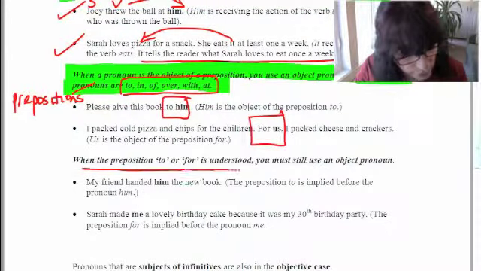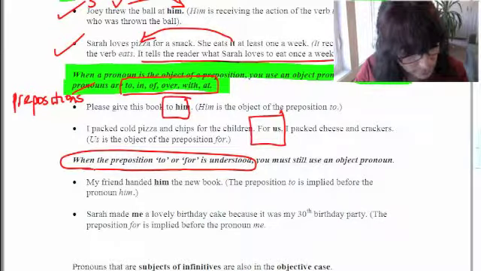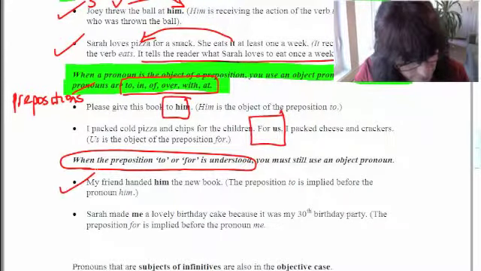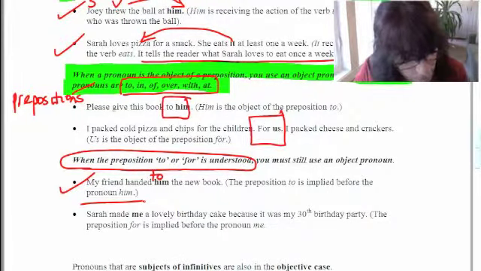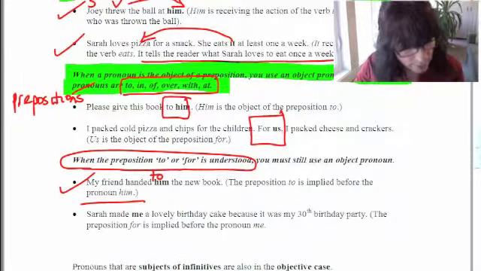And when the preposition to or for is understood, you must also use an object pronoun. So let's take a look at this example. My friend handed him the new book. So you're implying to him, although you're not saying it. So, my friend handed to him the new book. So you need the objective form because it's a preposition understood.